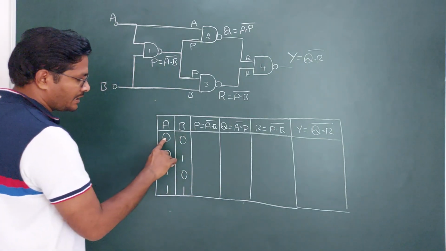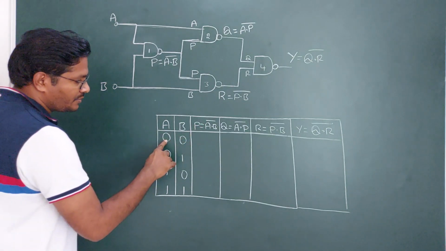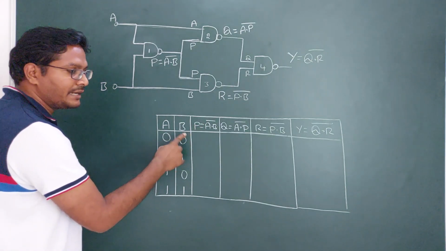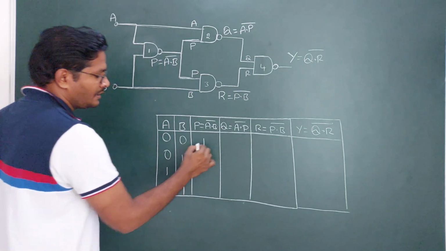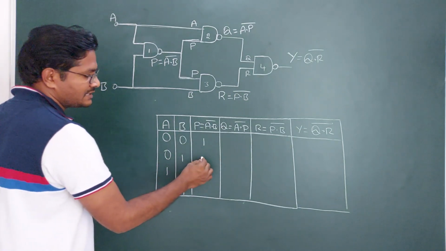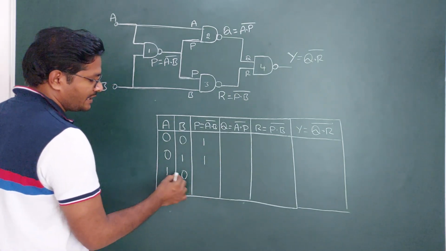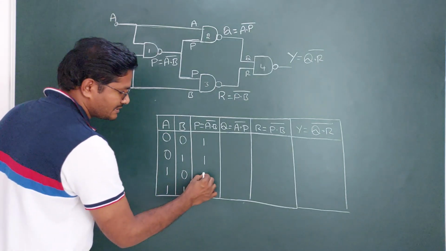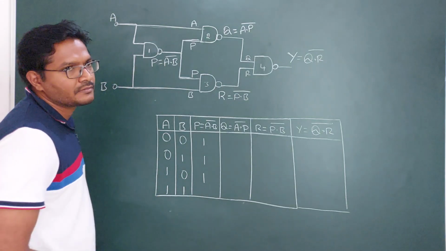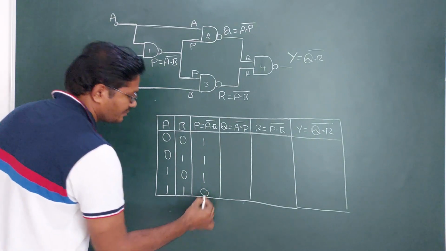P is nothing but A into B whole bar. A into B is 0 into 0, 0, and inverse is 1. 0 into 1 is 0, and inverse is 1. 1 into 0 is 0, and inverse is 1. 1 into 1 is 1, and inverse is 0.